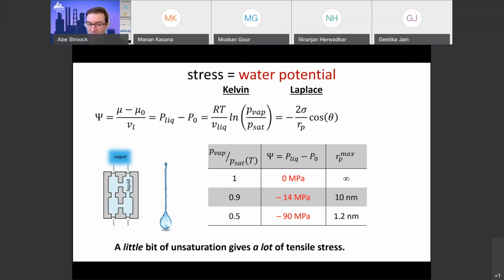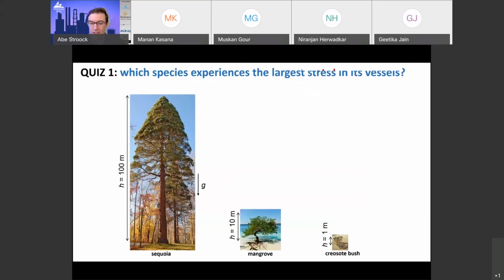And that is crucial. So here, Priti hasn't stopped me yet, but I'm going to stop and ask you a question. This is a quiz. So which of these species experiences the largest water stress in its vessels? And I'll wait for you to put some answers into the chat.